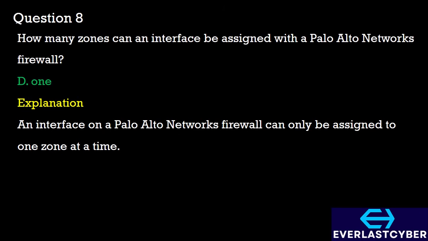Zones are used to define network security boundaries and to group interfaces based on their function. So we have the internal zone, we have the external zone, we have the DMZ zone. Each interface, whether it's a physical interface or a virtual interface, must belong to exactly one zone to apply security policies between the different zones. So our answer is option D. An interface can be assigned to one zone at a time with a Palo Alto Networks firewall.